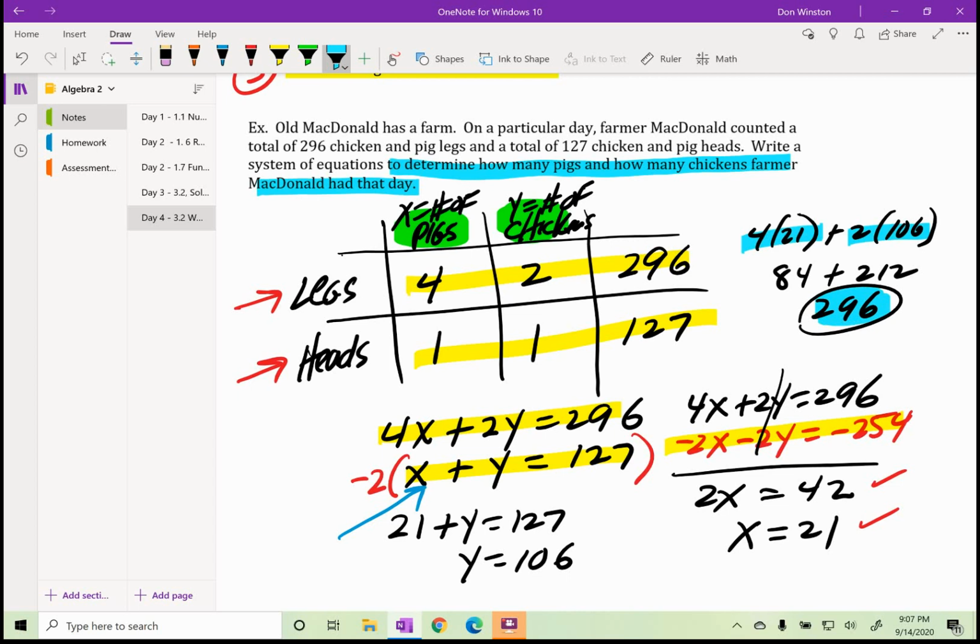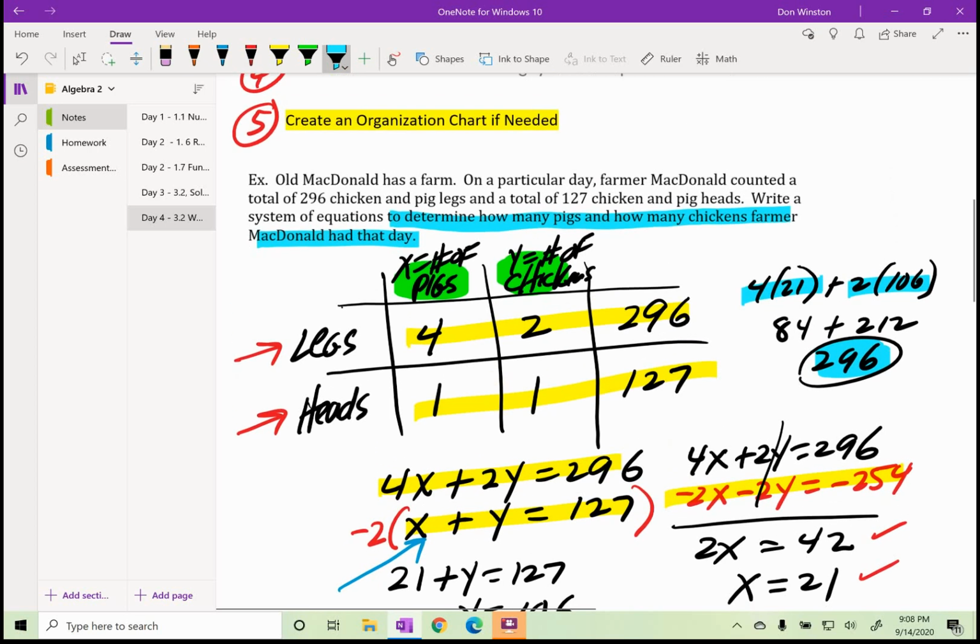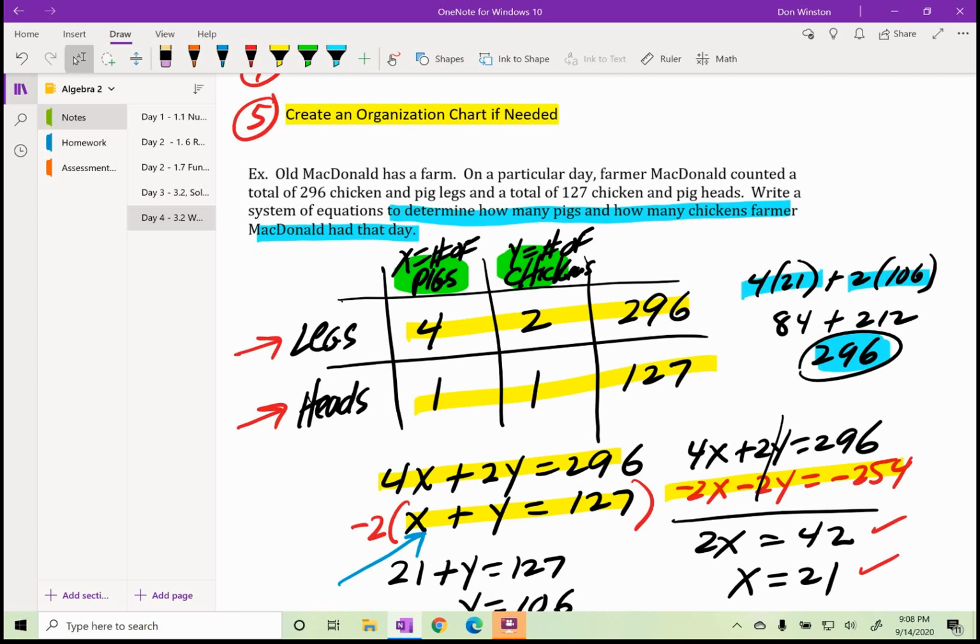So it's easy to verify the heads, okay? 21 and 106 is 127. So again, what did I do? I highlighted the information in the problem. Okay, I figured out what to find. What am I looking for? Okay, I drew my organization chart. I defined the variables. Okay, that's important. If you don't define the variables, you don't get very far. And then I collected the information in the problem and organized it in the organization chart. And then I wrote my 2 equations and solved.